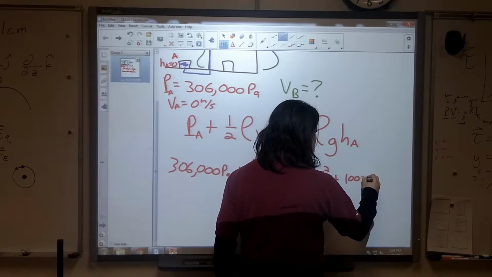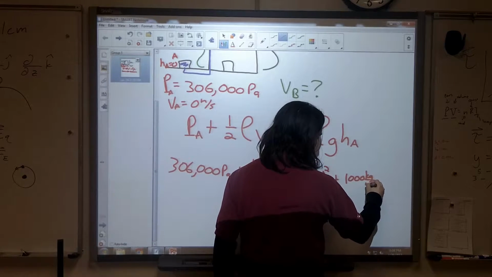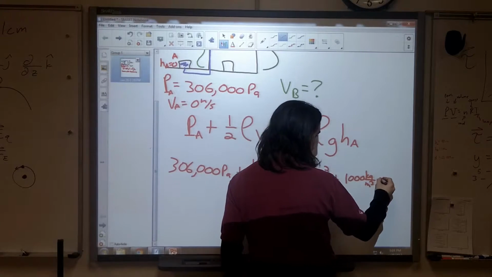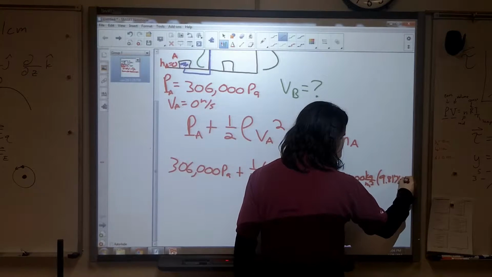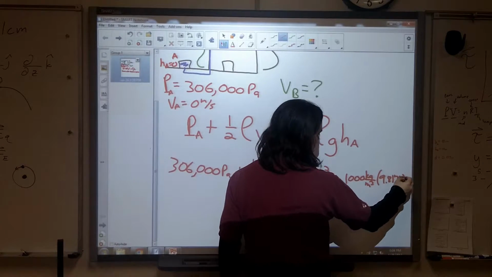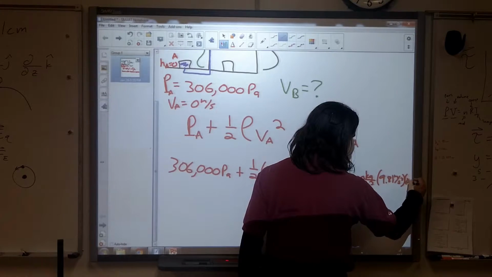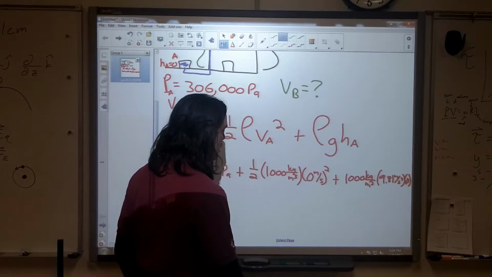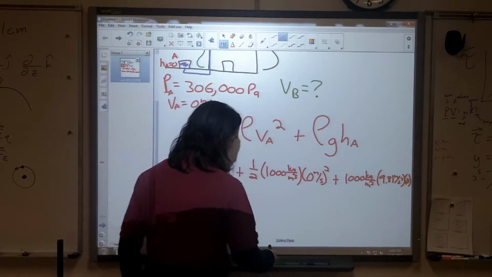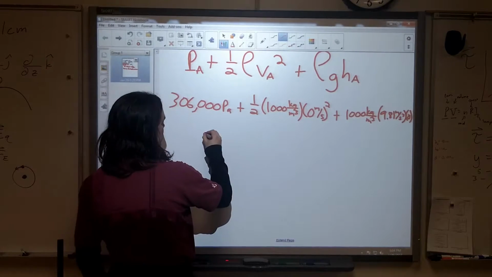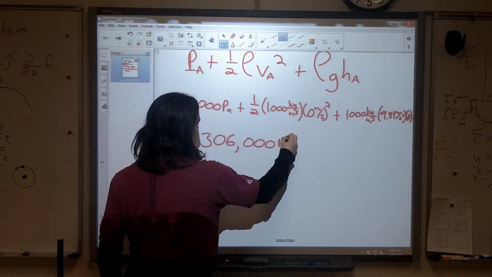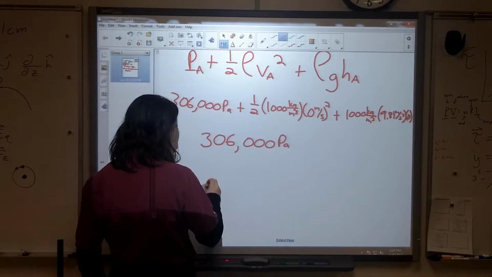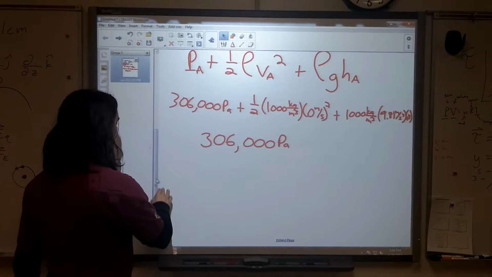Plus hydrostatic pressure, 1,000 kilograms per cubic meter, my density rho, times the acceleration due to gravity, 9.81 meters per second squared, times the height at A, which, hey, look at that, is 0 meters. Both of these terms are actually 0, and my Bernoulli's constant, at least right now, is 306,000 pascals. Let's talk about what this actually means.